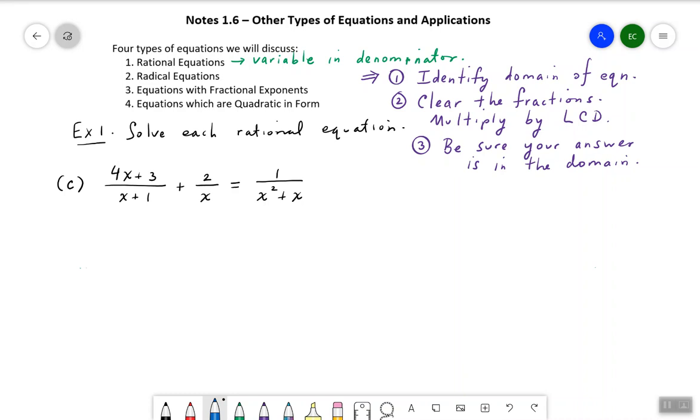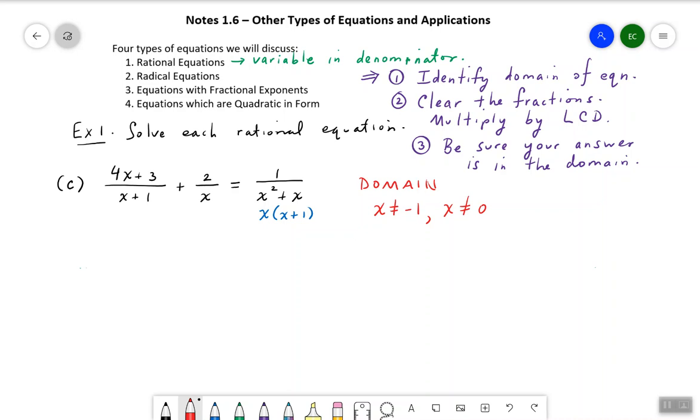And so it might be helpful if you recognize that the denominator here on the right is exactly the same as x times x plus 1. So if we can factor that denominator, then we recognize that those are the same factors that we already have over here on the left. And so then for the domain, we can say if x plus 1 is not equal to 0, then x is not equal to -1. And then in the next fraction, the denominator is just x. So x cannot be equal to 0. So that's the restriction on the domain.